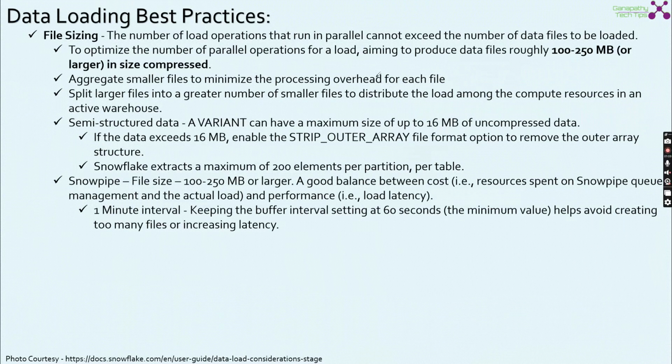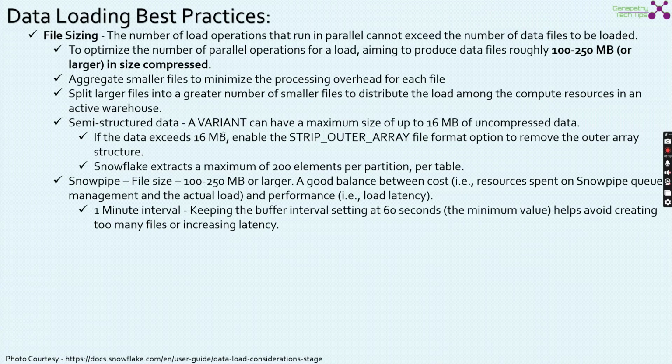Again, something to know: if you have a large number of small files, it is not good, so you can aggregate or combine the smaller files into a bigger file of this size, 100 to 250 MB. Split larger files into a greater number of smaller files to distribute the load among the compute resources in an active warehouse. The opposite is also correct, meaning if you have a very big file, split that into smaller files. These two things are important.